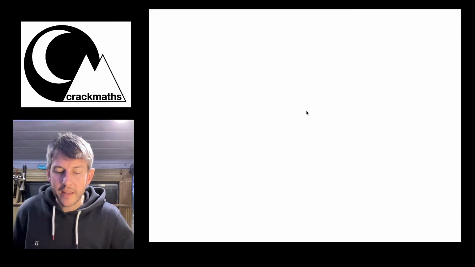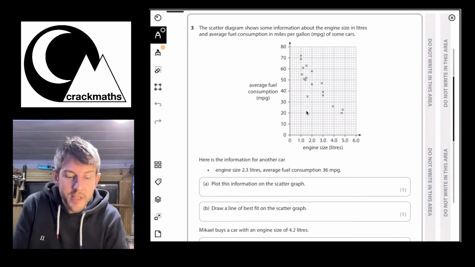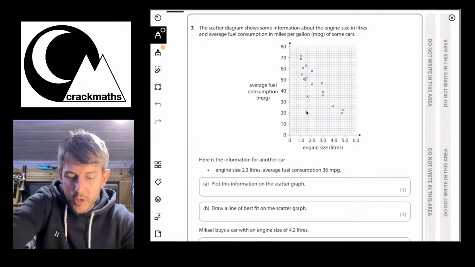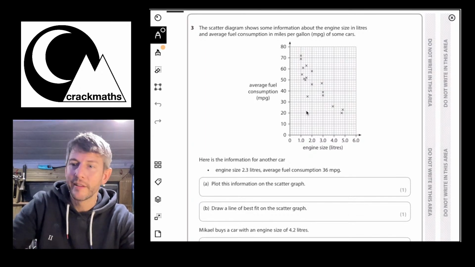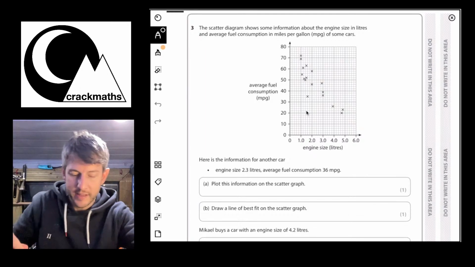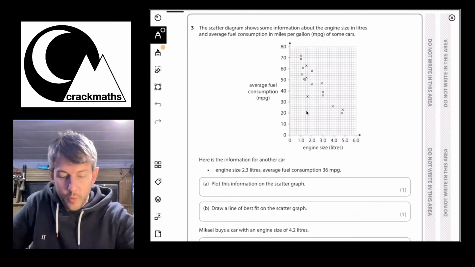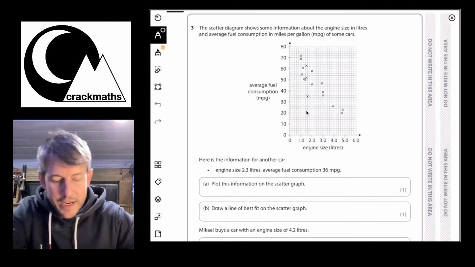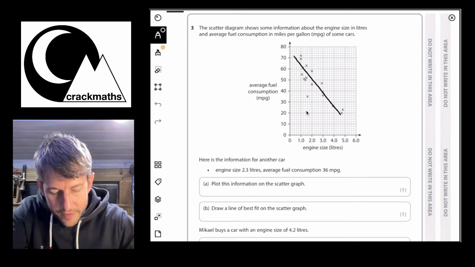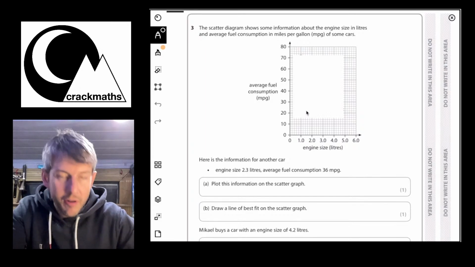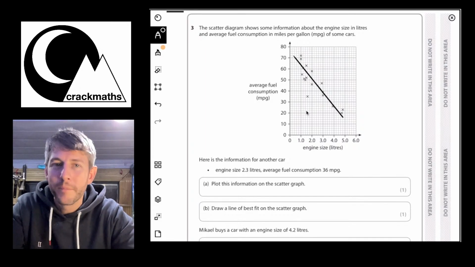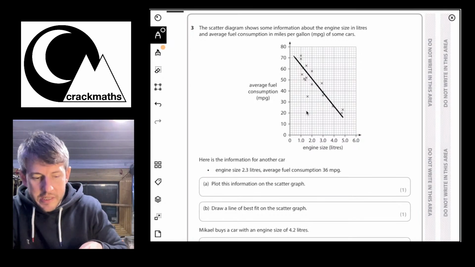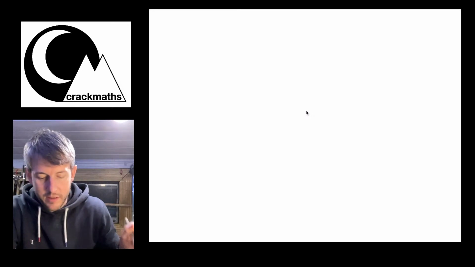So question 3, the scatter diagram shows some information about the engine size in litres and average fuel consumption in miles per gallon in some cars. Okay, so here we go. We can see that this is a scatter graph, and it's got a negative correlation because it's going down like this. I don't know if I'm going to be required to do a line of best fit, but I've put one there anyway. Let's read what the question is going to ask us about this graph.